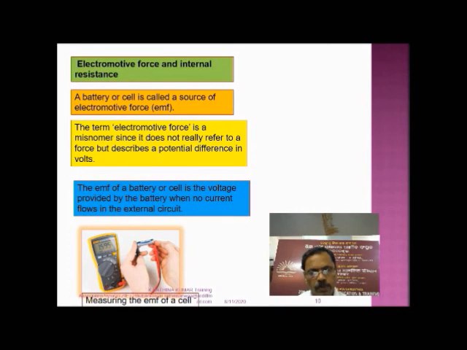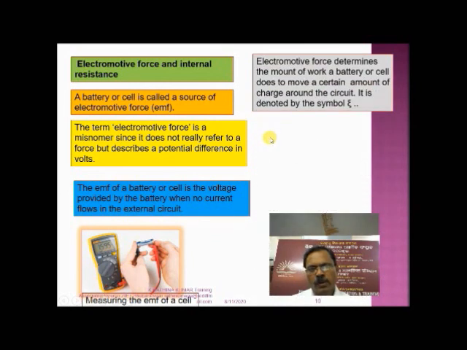That means the EMF of a battery is the voltage, the potential difference across the positive and negative terminals, when the circuit is not connected to any external components. The electromotive force determines the amount of work a battery or cell does to move a certain amount of charge around the circuit. It is denoted by the symbol psi.